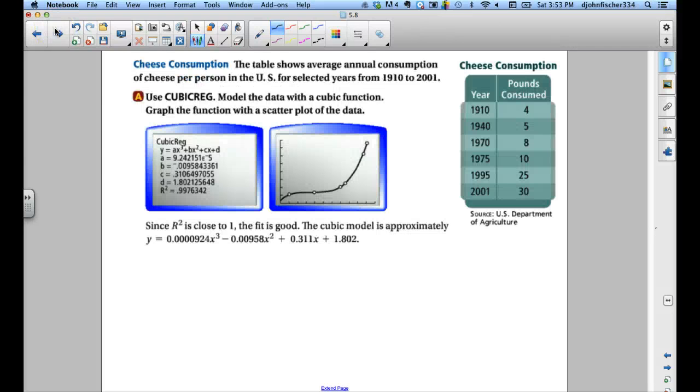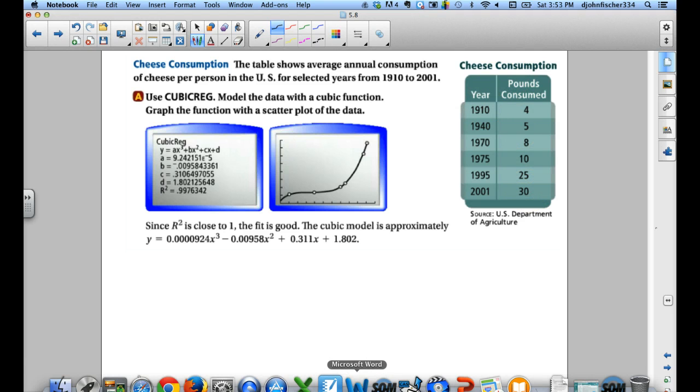Here's another one. Here's cheese consumption. It says the table shows the average consumption of cheese per person in the United States, selected years 1910 to 2000. Use a cubic model of the data, graph the function, and the scatter plot. They did that, and we're just going to talk about this. So what they did is they put the values in. They likely used 10, 40, 70, 75, 95, and 101. Since r squared is close to 1, the fit is good. The cubic model is approximately this. So we just went through the whole equation here, plug it in.